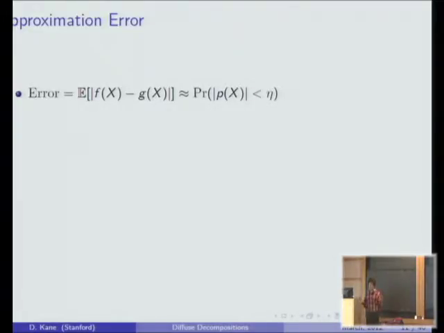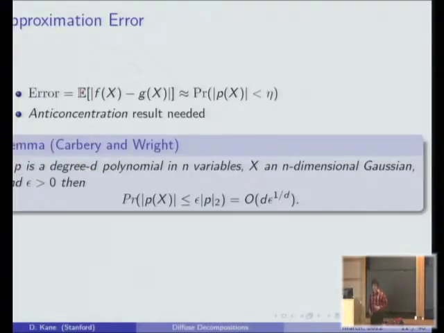This is, of course, the expected absolute difference between f of x and g of x. Now, remember, g of x is rho of p of x, and this agrees with sign of p of x unless p of x is smaller in absolute value than eta. So this is roughly the probability that the absolute value of p of x is less than eta. So as I said, we need some anti-concentration result. We need to know that the probability that p of x lies in a small neighborhood isn't too big.